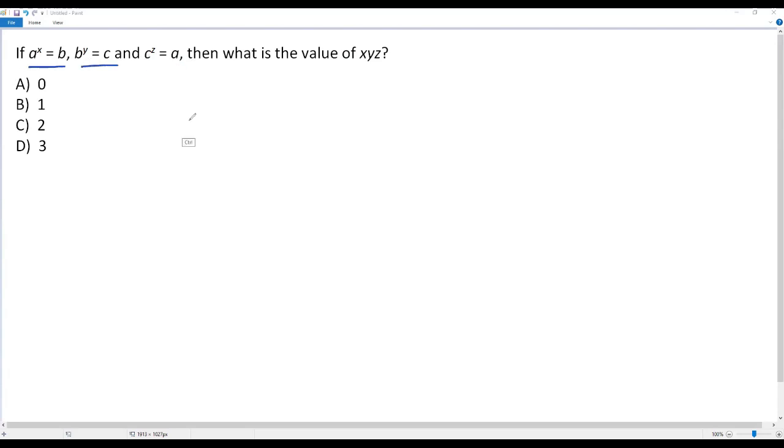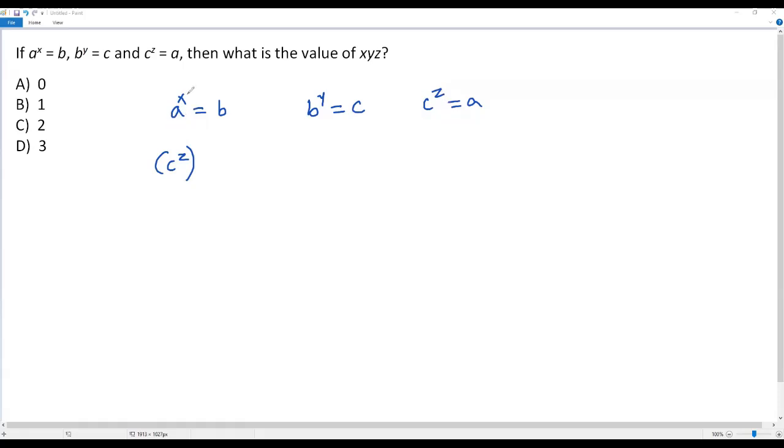Okay, now let me write the given three equations as they are. That is a to the x power equals b, b to the y power equals c, and c to the z power equals a. Okay, now let me consider the third equation. Here c to the z power equals a. Since c to the z power equals a, we can plug in this c to the z power for a over here. When I do so, I am getting c to the z power. Here I plug in this c to the z power for a over here.